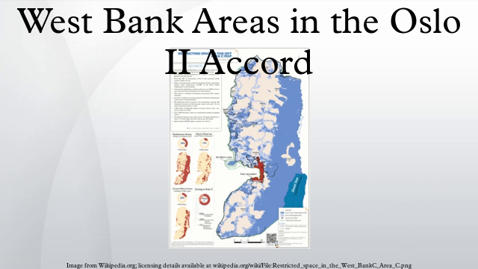Area B, circa 23 to 25%. This area includes some 440 Palestinian villages and their surrounding lands, and no Israeli settlements. Area C, circa 72 to 74%.